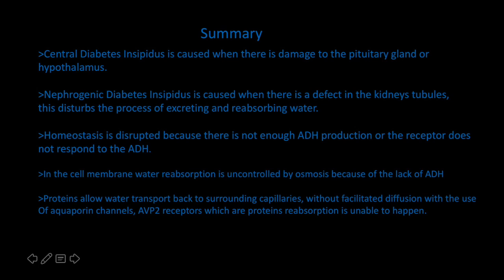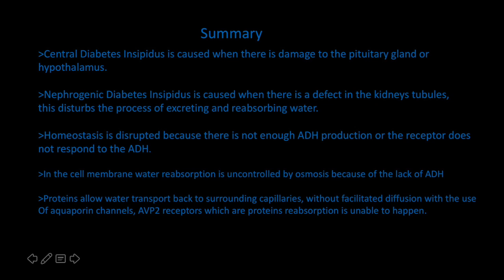Now for the summary. Central diabetes insipidus is caused when there is damage to the pituitary gland or hypothalamus. Nephrogenic diabetes insipidus is caused when there is a defect in the kidney's tubules. This disturbs the process of excreting and reabsorbing water.